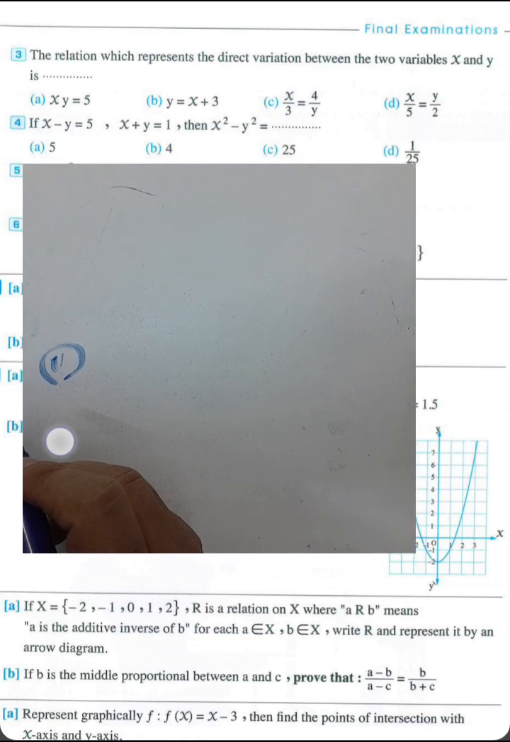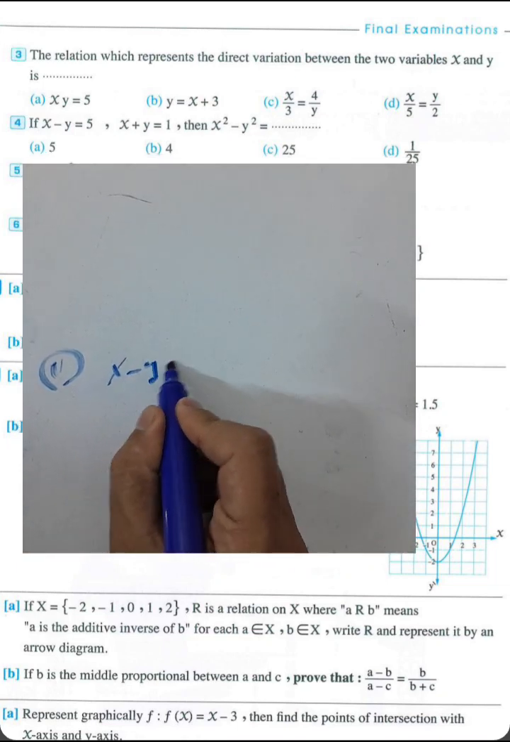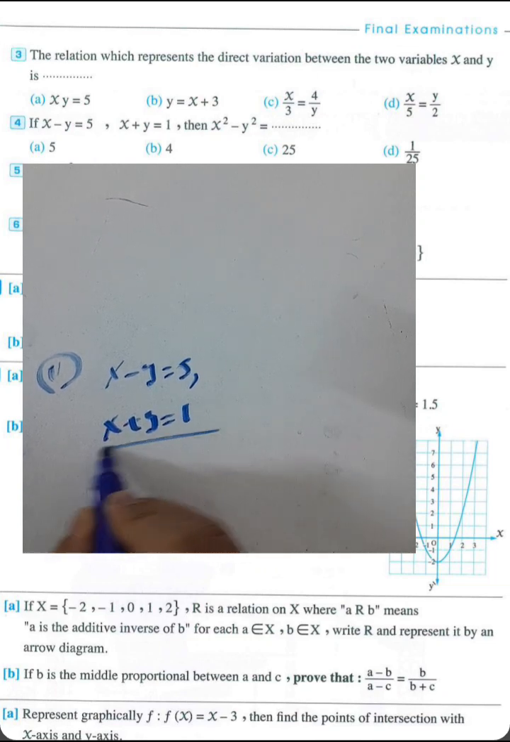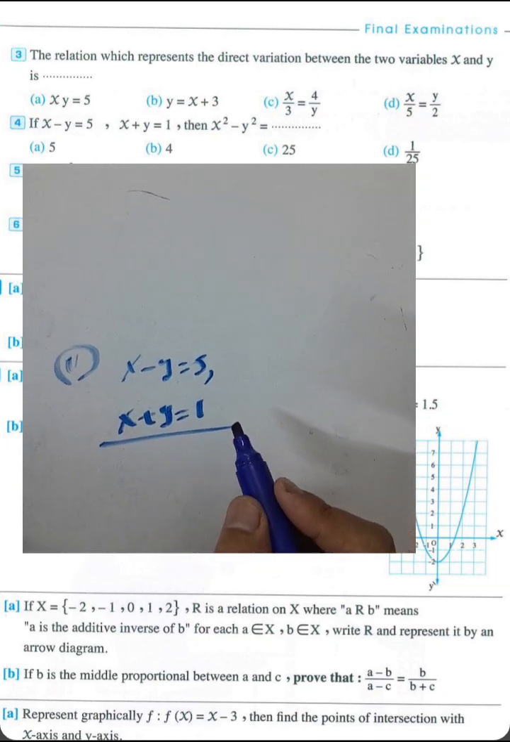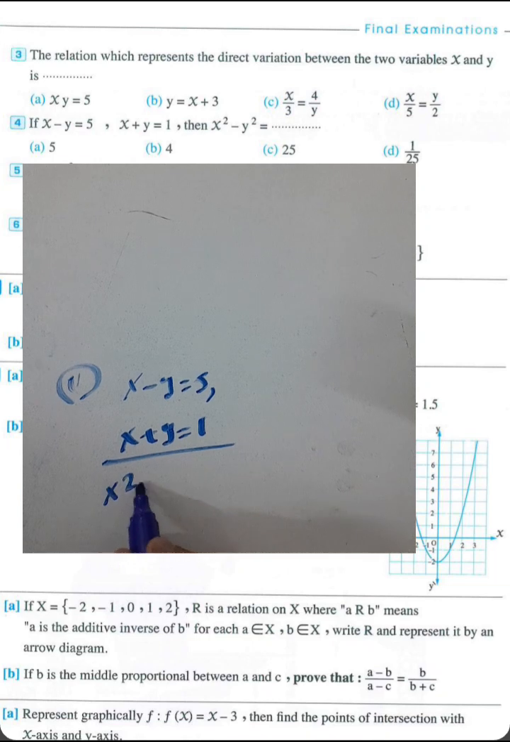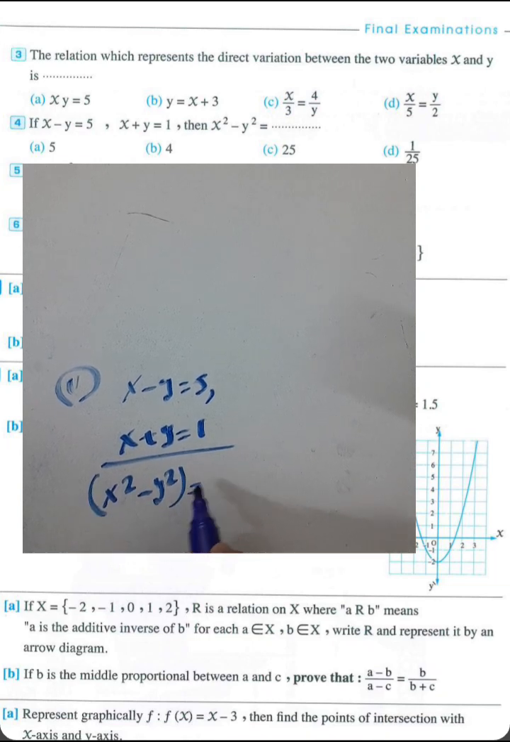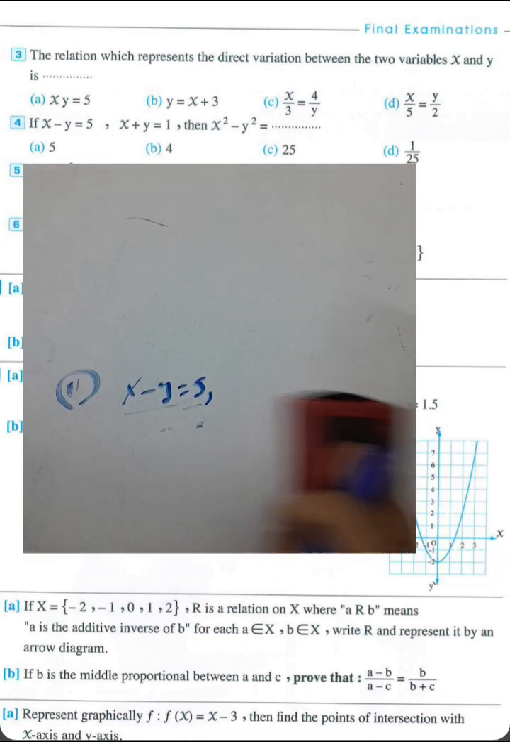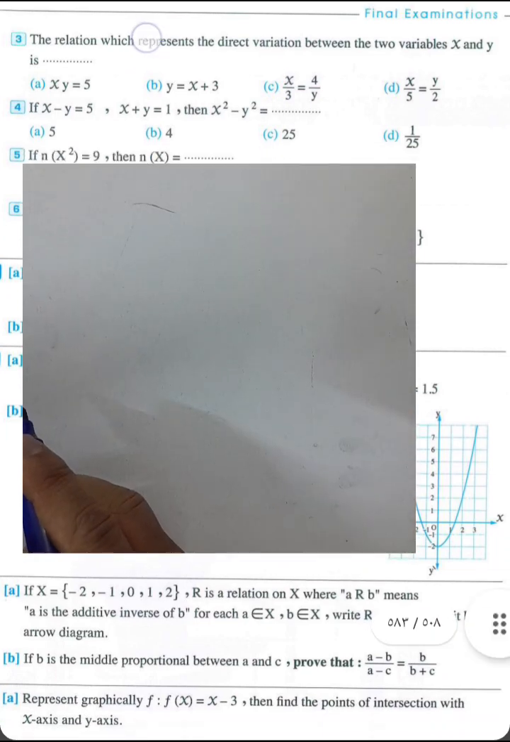If x minus y equals 5 and x plus y equals 1, we want to find x power 2 minus y power 2. We can factorize this expression: write x minus y multiplied by x plus y. X minus y was 5 and x plus y was 1. 5 times 1 will be 5. Then the result here will be 5.